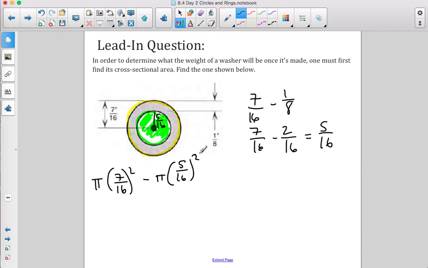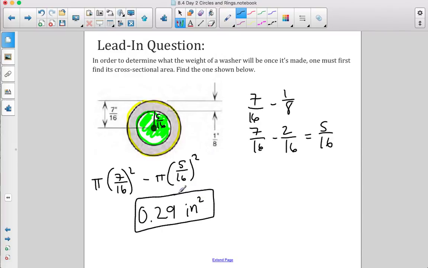And then I subtract those two. So pi times 7/16 squared minus pi times 5/16 squared. Grab my calculator, go through it. I end up getting 0.29, and my units are inches by inches, so inches squared. That would be the cross-sectional area.